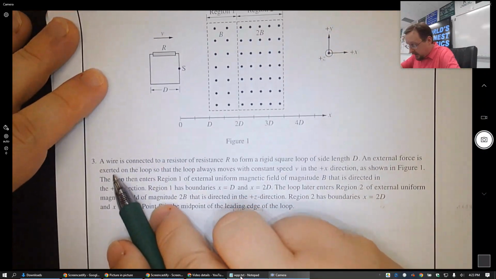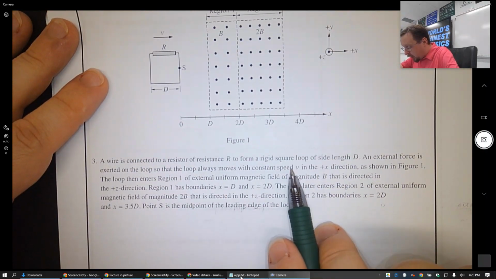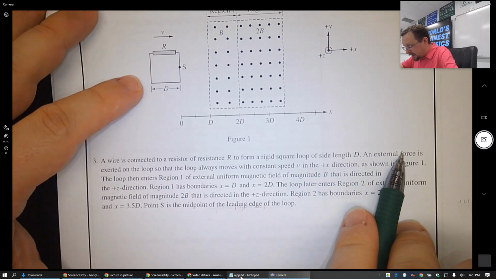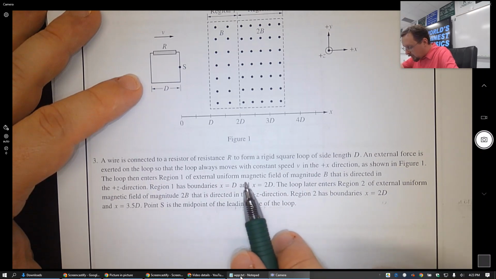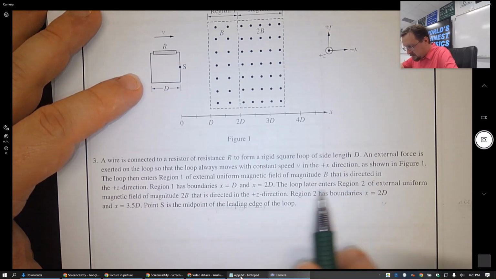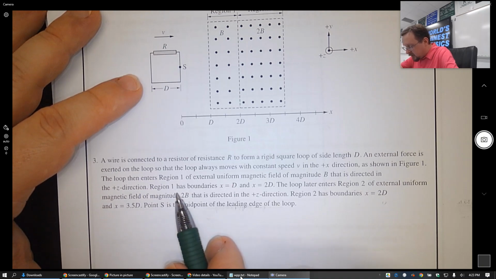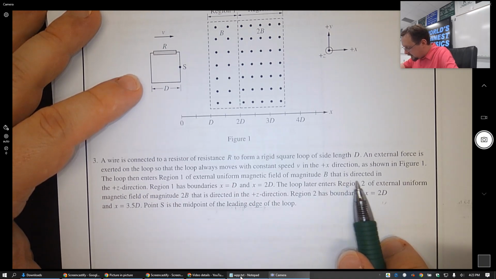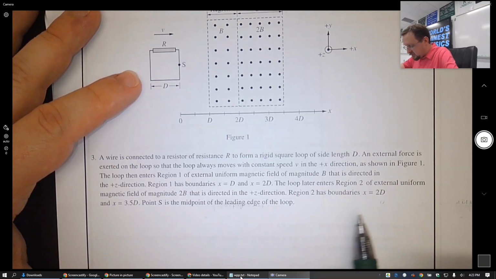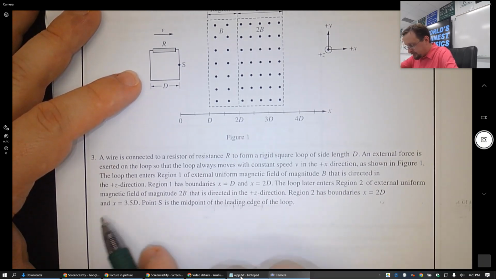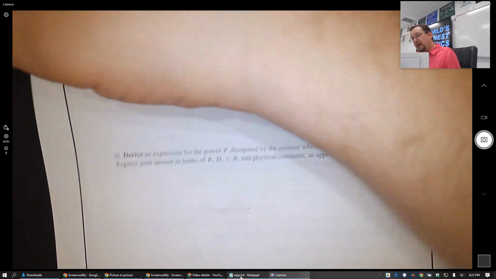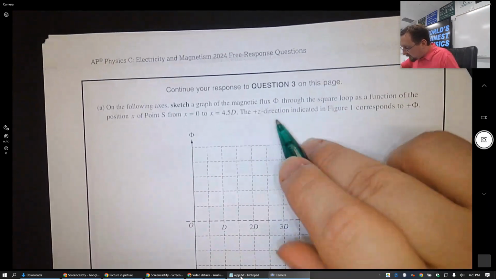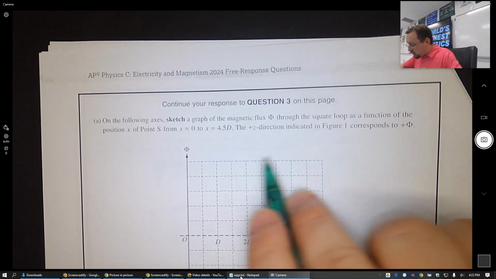Okay, so a wire is connected to this resistance R, square loop of side length D. External force keeps the speed going. The loop enters region 1 of external uniform magnetic field of magnitude B in the positive Z direction. Good. Region 1 has boundaries and 2D, and the loop later enters region 2 of twice the magnetic field. I'm going to use green here. On the following axes, sketch a graph of the magnetic flux phi through the square loop as a function of the position of the point. Okay. All right.